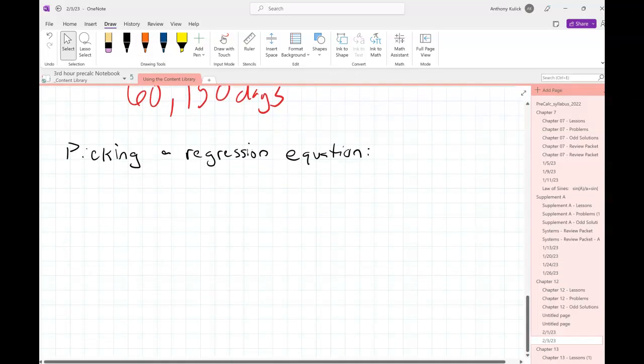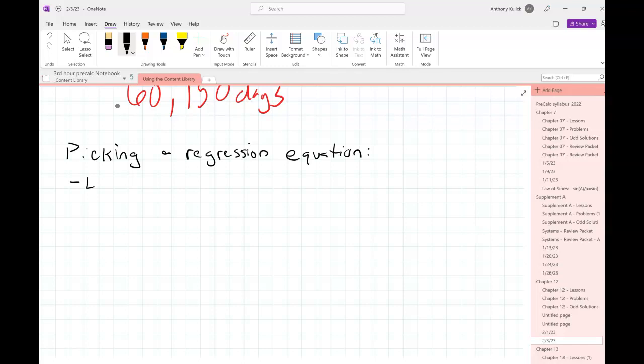The last thing we want to talk about is, say we're just given data and we're not told what type of regression to use. The problems we've looked at so far have told you to use linear, or power, or quadratic. What if you're not told? In that case, we're going to look at the scatter plot to tell.